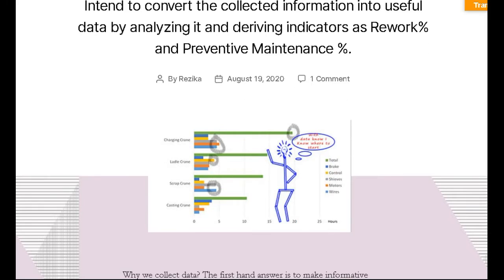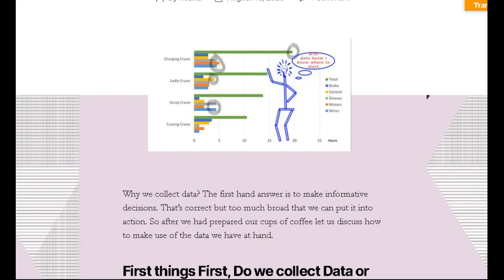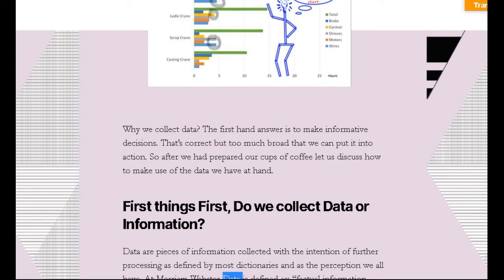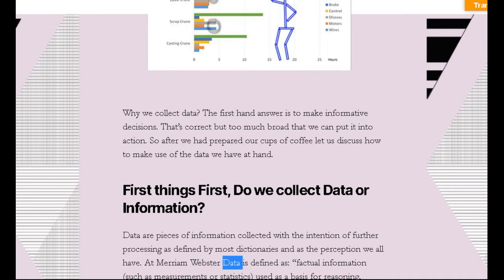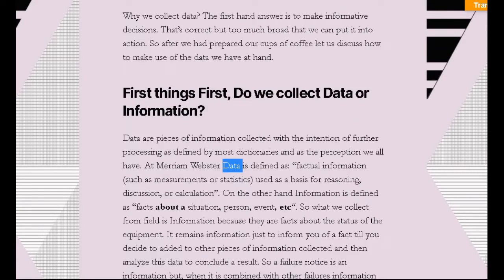Previously we had spoken about when we collect data that it is used to make informative decisions, but that's very broad. We need to go deeper and to understand a little bit more how we can make good use of the information we collect, because we collect information and then our intention converts it to data. So how intentions convert information to data, that's what we are going to see today.